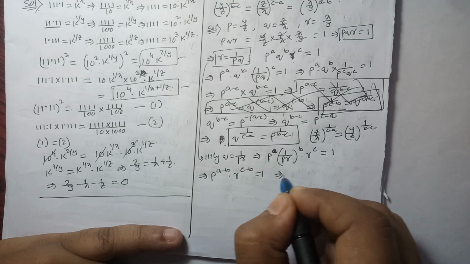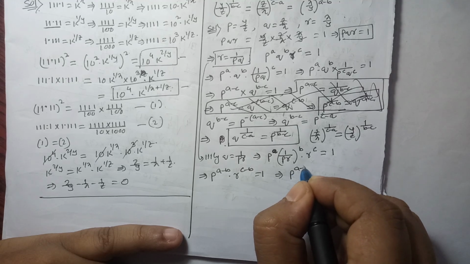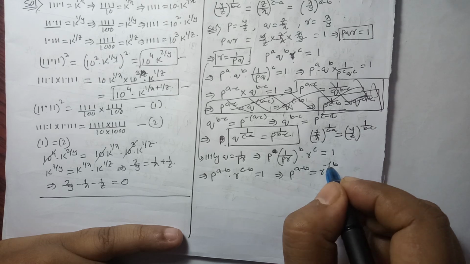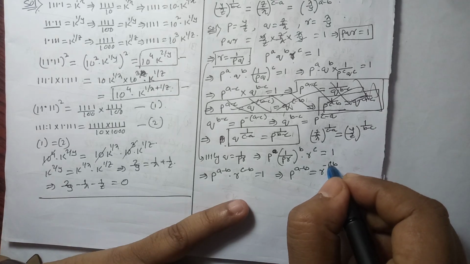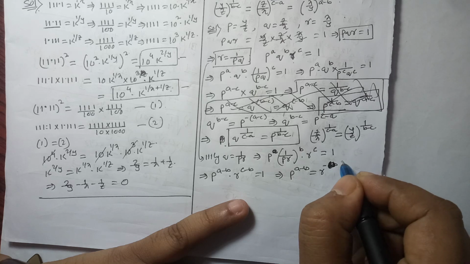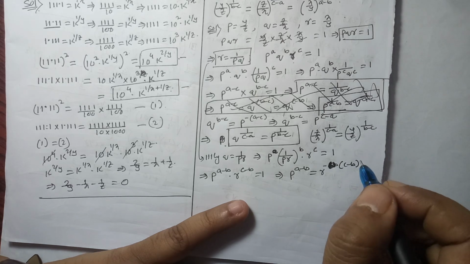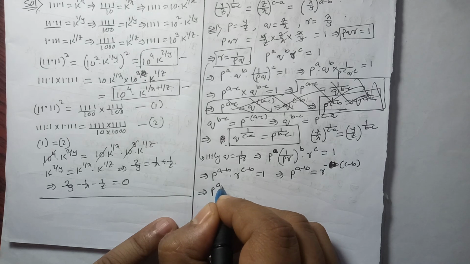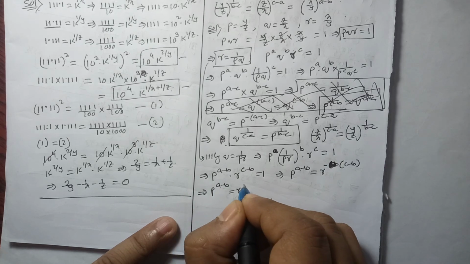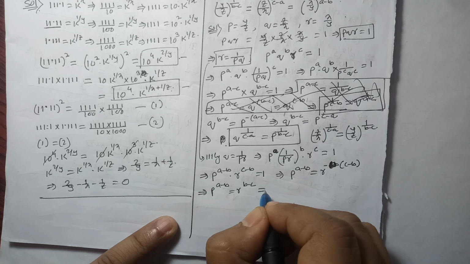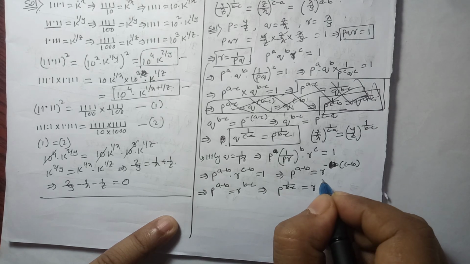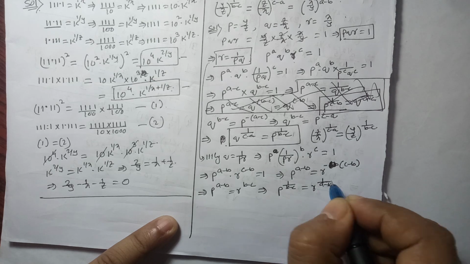So therefore it is p^(a-b) is equal to r^(-(c-b)), or this implies p^(a-b) is equal to r^(b-c). This implies p^(1/(b-c)) is equal to r^(1/(a-b)).